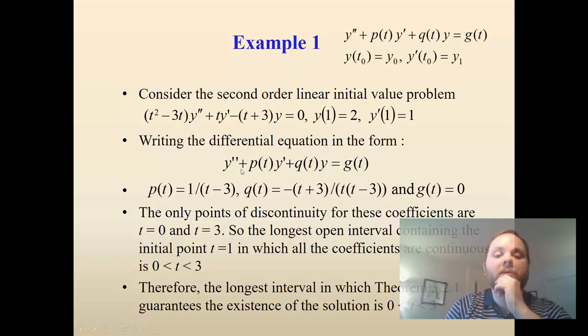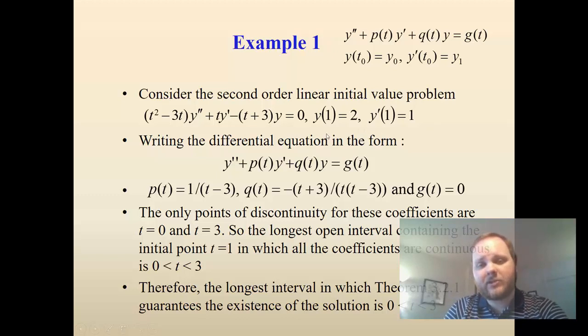Now note, at t equal to 0 and at t equal to 3, I end up getting p and q being discontinuous. There is an infinite discontinuity. t equal to 0 because of this, and t equal to 3 because of this. Notice that's why my initial conditions aren't at t equal to 0.